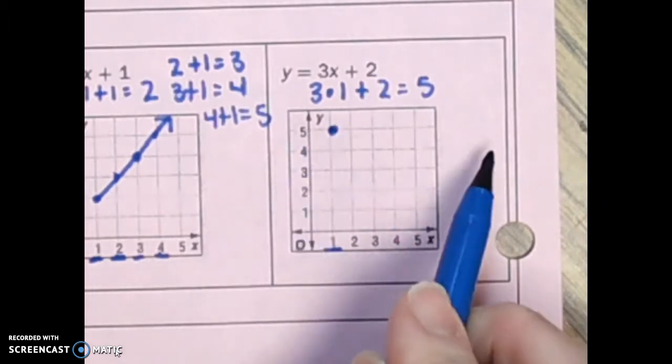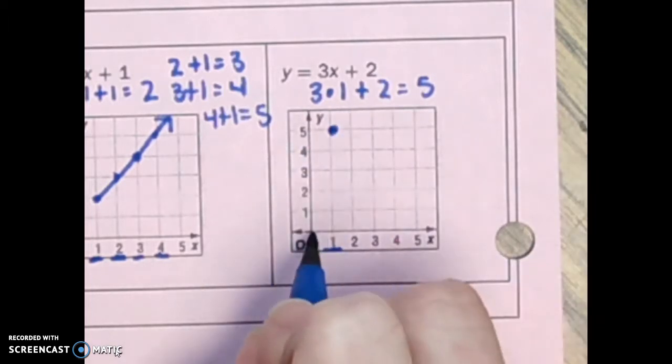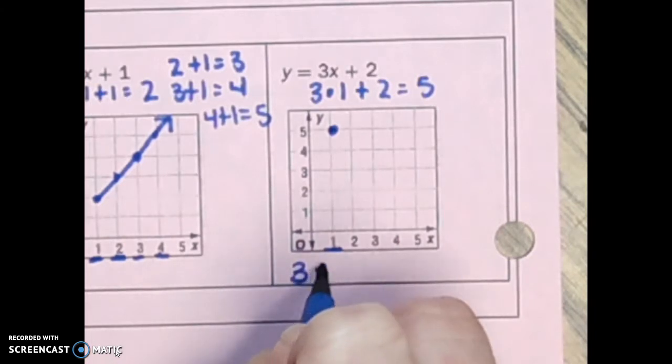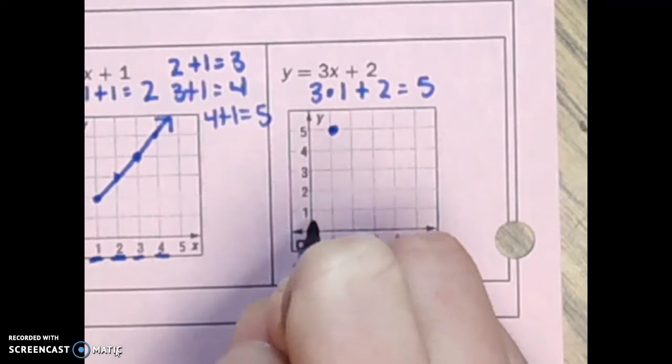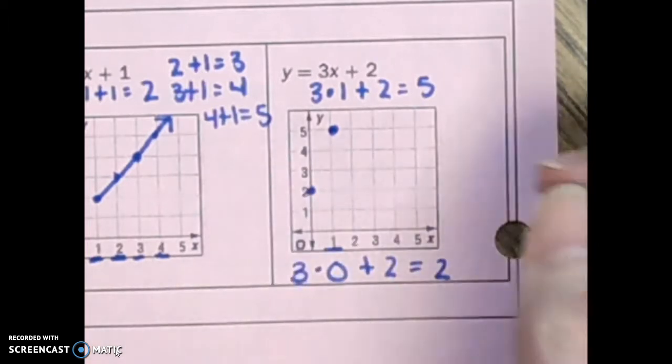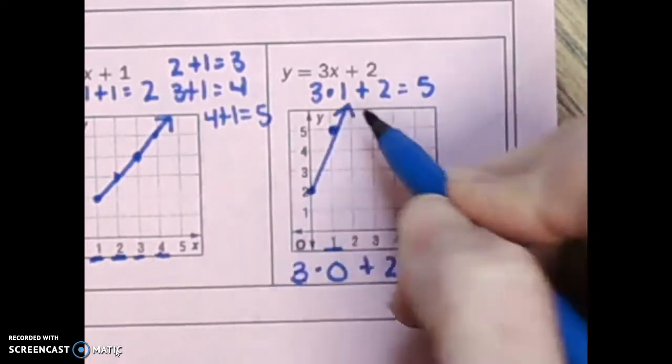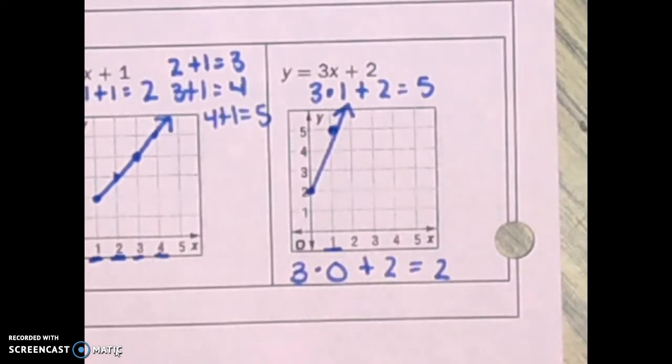Because we can't go any farther on this graph, I'm going to put in the 0 too. So 3 times 0 plus 2. 0 plus 2 is 2. So right here, I'm going to start right there, and I'm going to go up from there. Try to draw the line as best as you can.